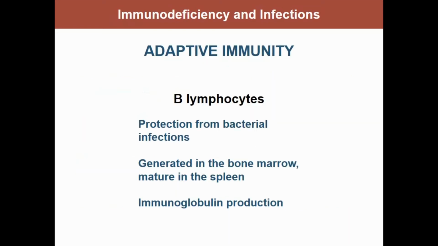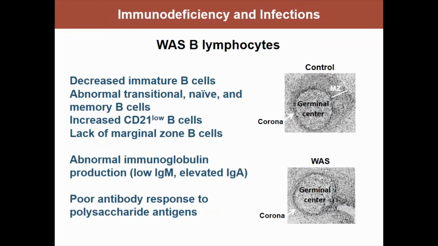fungal infections. And as I already told you about the B lymphocytes, the difference between B and T lymphocytes is a little bit in what they do. As I said, the B lymphocytes protect us mainly from bacterial infections, but they are generated in the bone marrow and then migrate to the spleen where they mature, and they are the cells that really make the antibodies. So those specific molecules that protect us from bacterial infections. Also here, if we compare Wiskott B cells to normal B cells, we see a series of deficiencies and defects that characterize the Wiskott B cells.